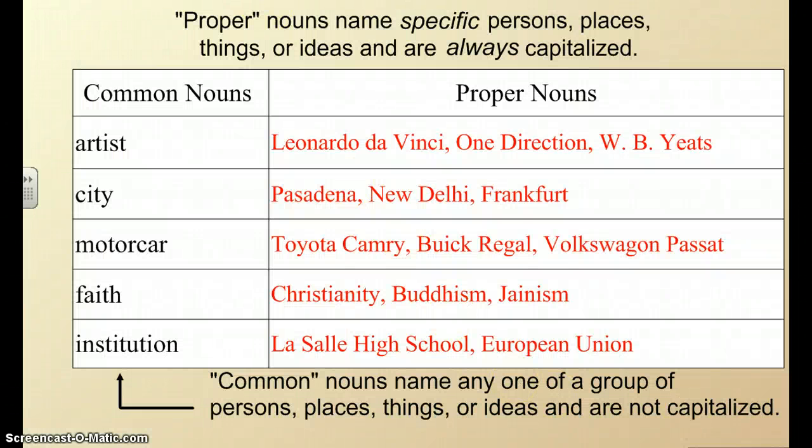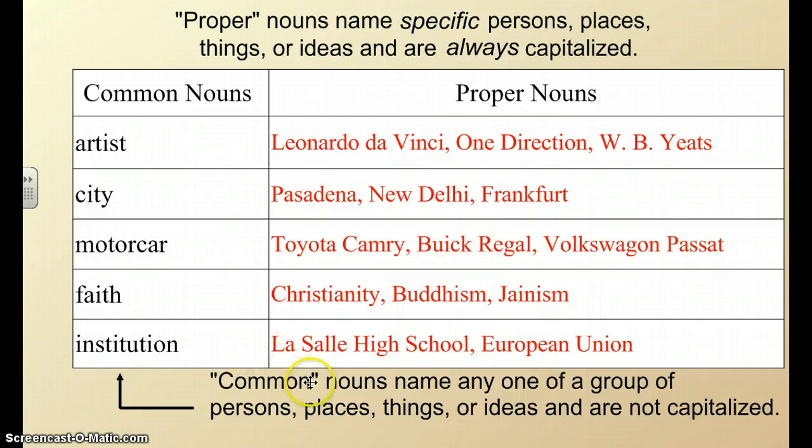Proper nouns name specific persons, places, or things and are always capitalized. So if you look at my list of common nouns, these are general: artist, city, motorcar, faith, or institution. If I'm being more specific, I'm talking about Leonardo da Vinci for an artist, Pasadena as a specific city, Toyota Camry as a specific make and model of a car, Christianity as a specific faith or religion, and LaSalle High School as a specific institution.